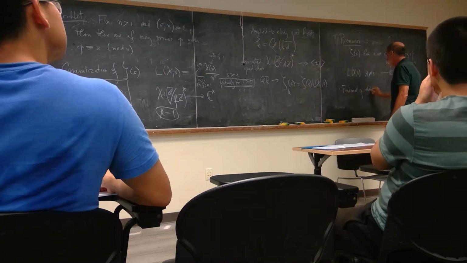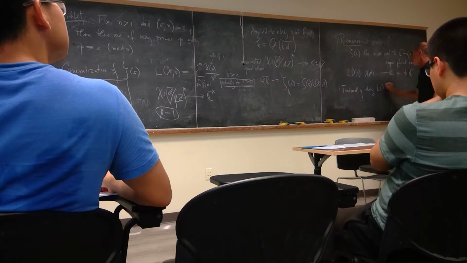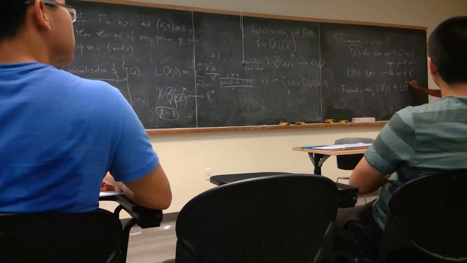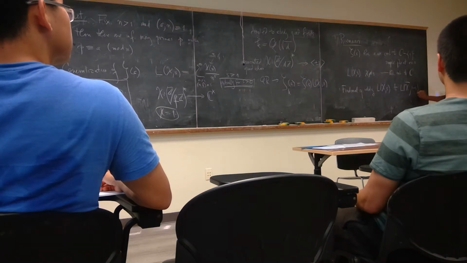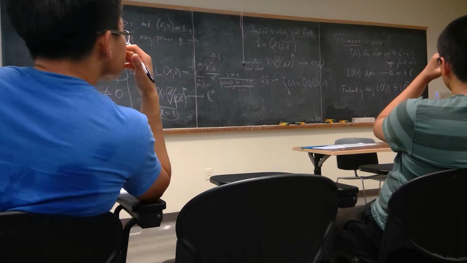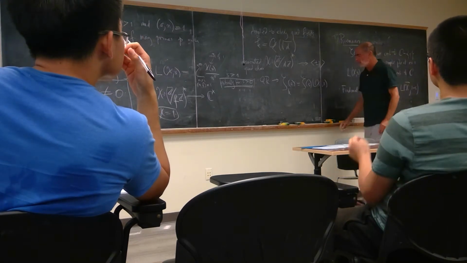relating L chi of s to L of chi bar, the conjugate character, at 1 minus s. And that generalized Dirichlet's functional equation.